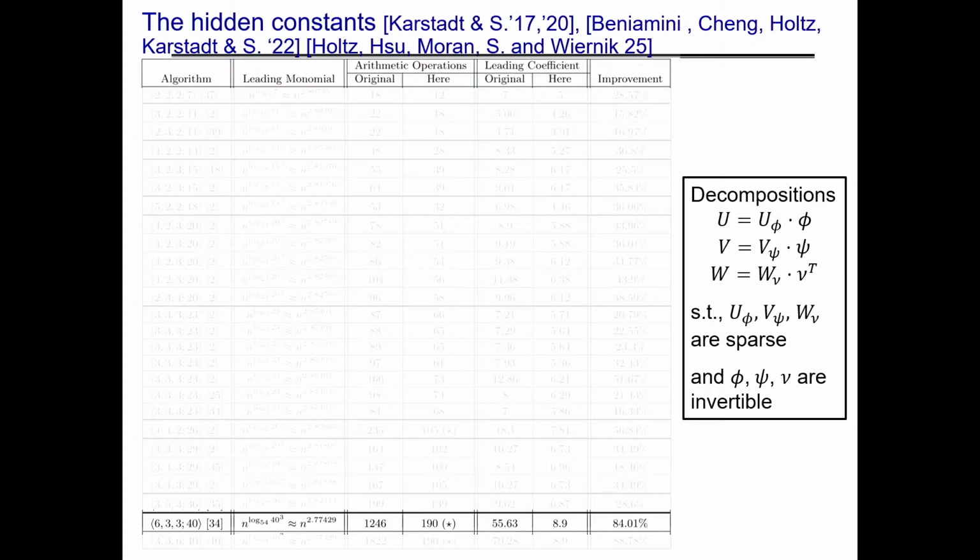That was a question. Instead of 54 for the classical, right? 6 by 3 by 3. Okay, so 40 multiplications. The exponent is better than Strassen's, it's about 2.77. And we reduced the leading coefficient from 55 to about 9.